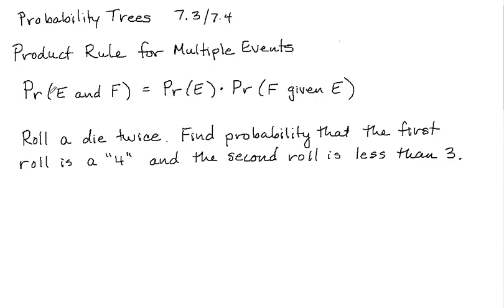In this section, we're going to talk about probabilities for multiple events, events that happen in succession. And to do that, we're going to create what's called a probability tree. This is for sections 7.3 and 7.4.